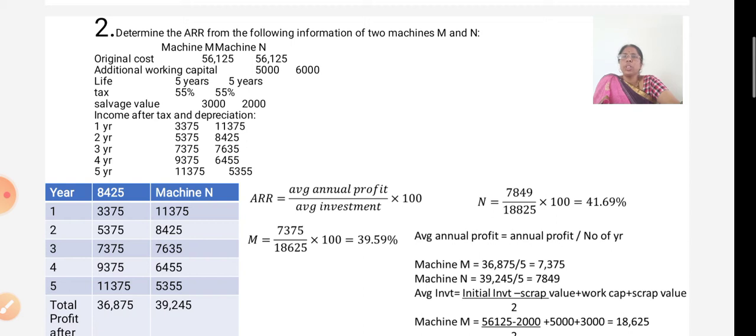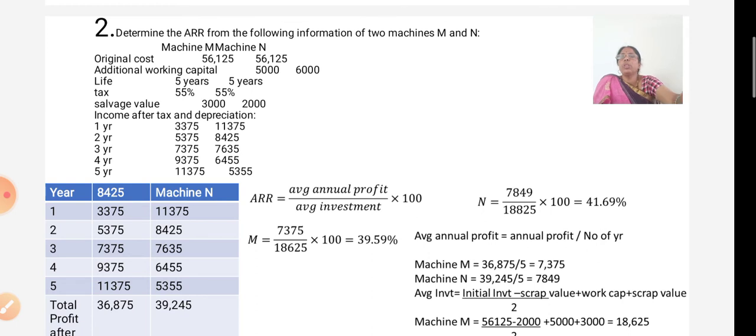Income after depreciation and tax from 1 to 5 years: for machine M it is 3,375, then 5,075, 7,375, 9,375, 11,375. Then for machine N it is 11,375, 8,425, 7,635, 6,455 and 5,355. Now this is what the problem says.